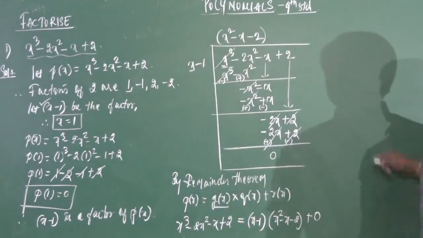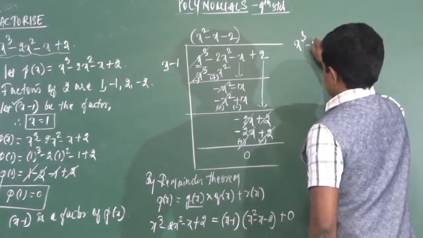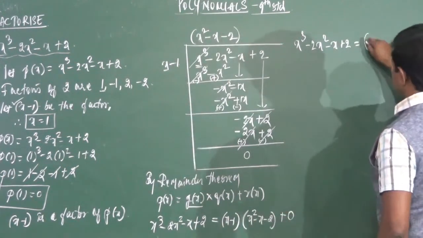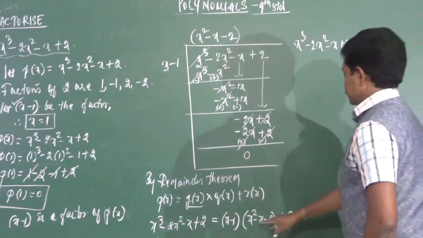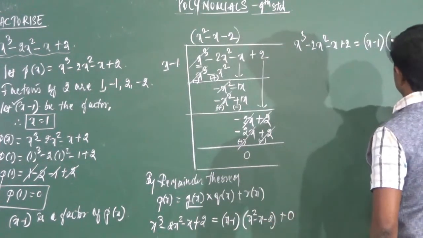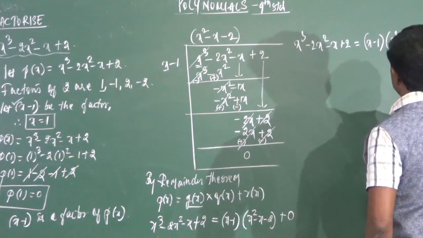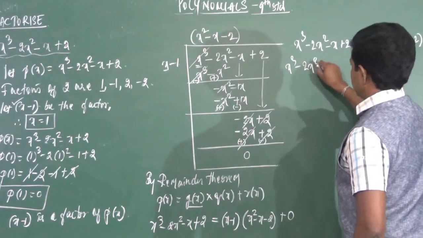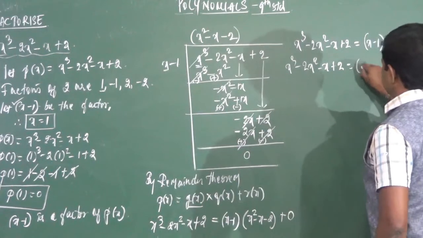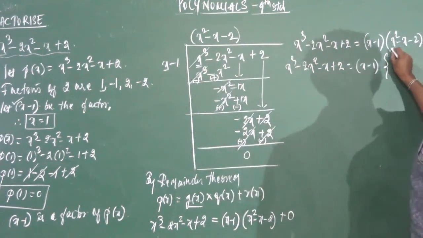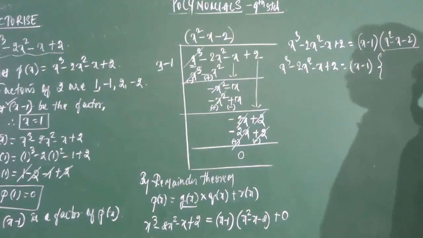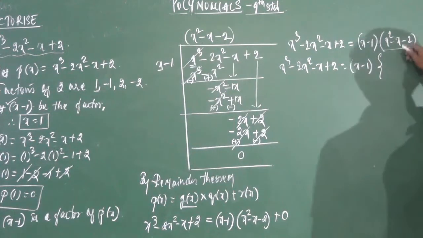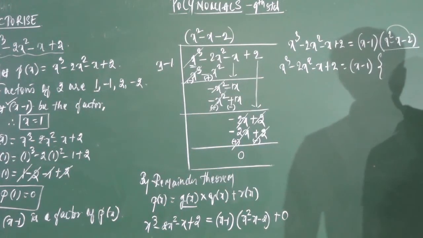Now we'll go to the next step. X cube minus 2x square minus x plus 2 is equal to, we'll write the first factor, that is x minus 1, into x square minus x minus 2. Plus 0 is not required, right? So x cube minus 2x square minus x plus 2 is equal to x minus 1 into, we will factorize this quadratic polynomial by the method we just learned. So we'll multiply, x square into minus 2 is minus 2x square.